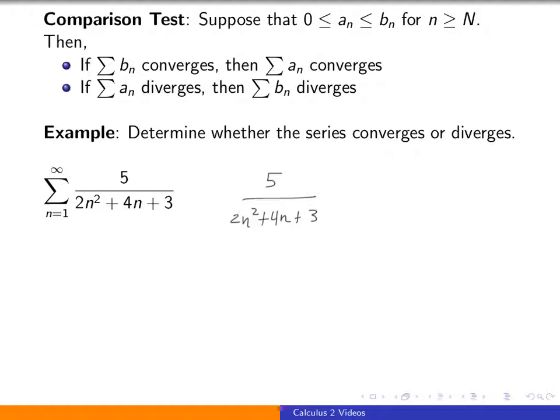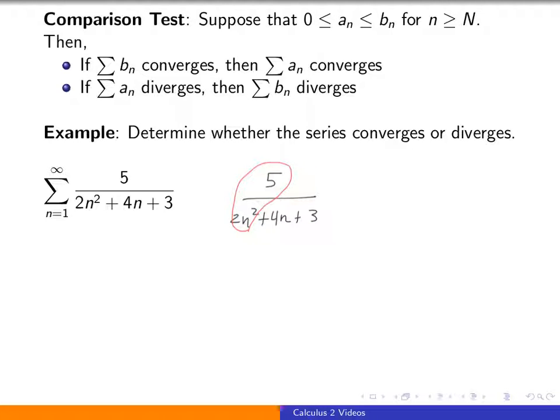So to use a comparison test, we need to think intuitively about what we would like to compare to. And my intuition here is to really look at kind of the biggest terms in the top and the bottom. Those are going to determine what's going to happen with the series. So the biggest term in the top is the only thing there, the 5, and in the bottom it's 2n squared. Now note what else we have in the bottom. We're adding 4n, we're adding 3.